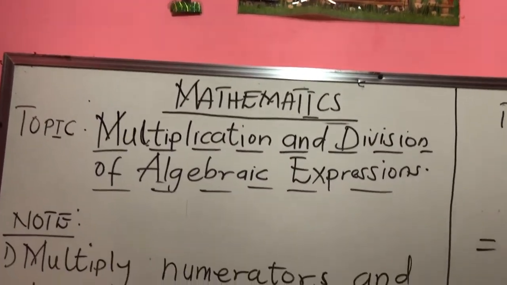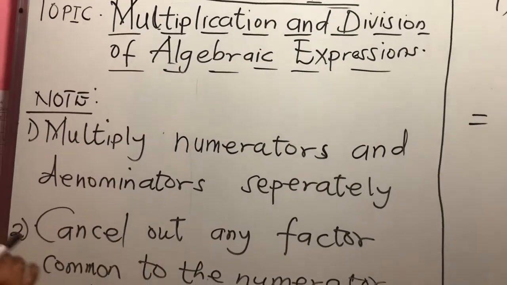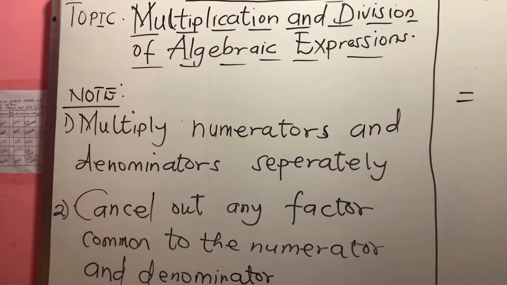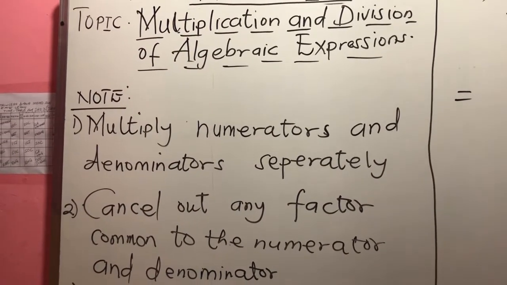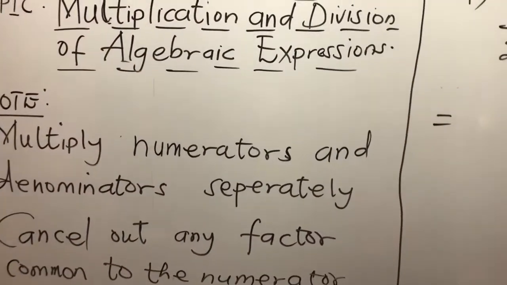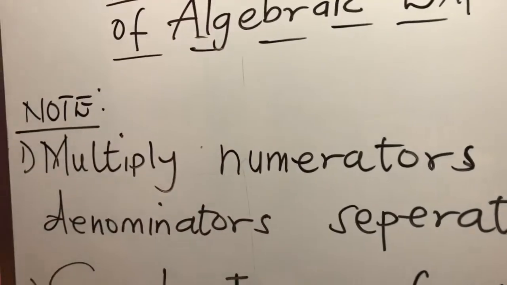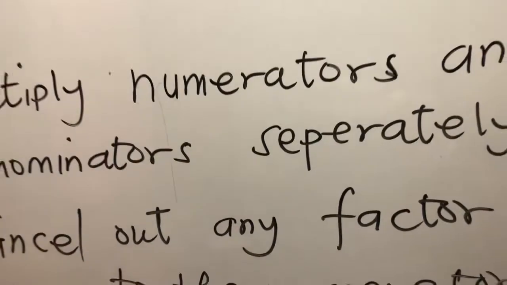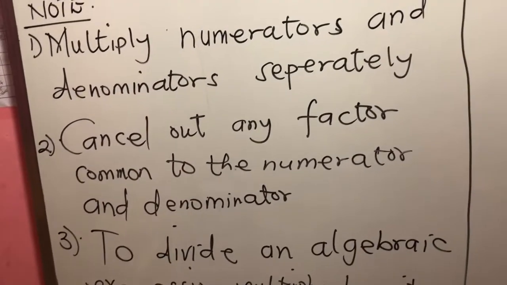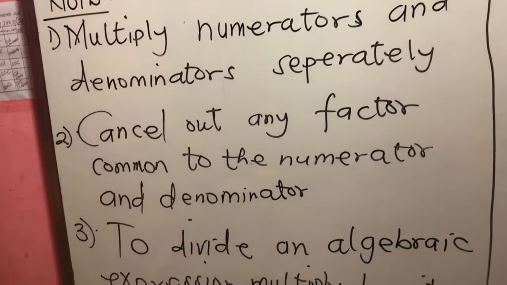Now when you are multiplying, you have to multiply numerators and denominators separately. This is a normal thing we know when we are doing division. You cannot multiply a numerator by a denominator. Numerators multiply numerators and denominators multiply denominators. Now you also have to cancel out any common factor to the numerator and denominator. So just as if you have 2 over 10, 2 cancels itself once and it goes into 10 what? 5 times.